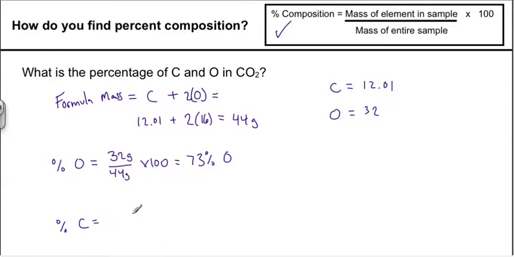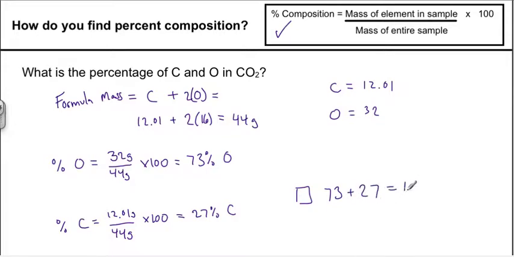And if I do carbon, I'm going to take the 12, because there's only one of them, grams, divided by 44 times 100, and I get 27% carbon. So this is my percent composition. If I want to check myself, I look at my percentages here, and they should add up to 100. 73 plus 27 is equal to 100. So I got it right.